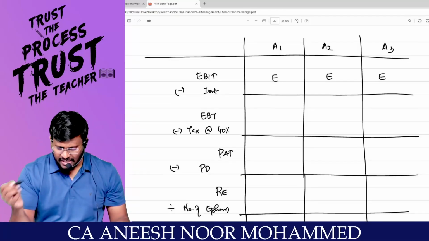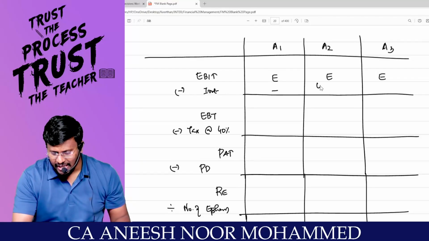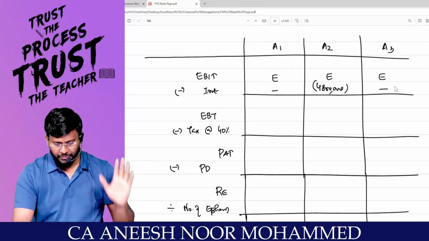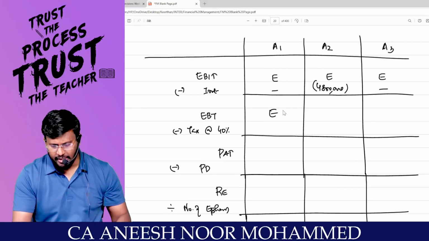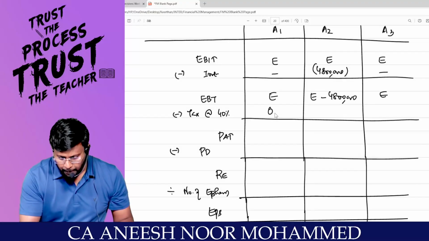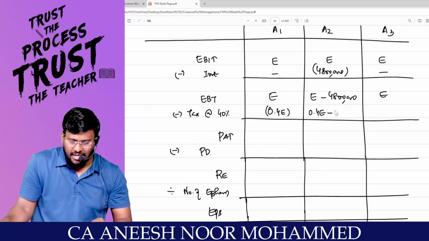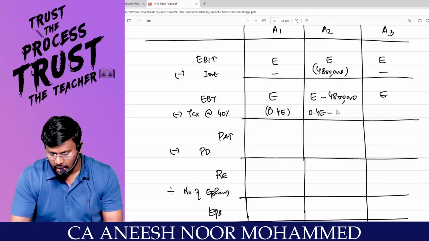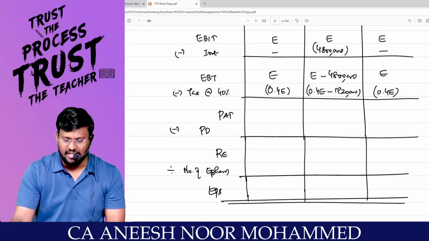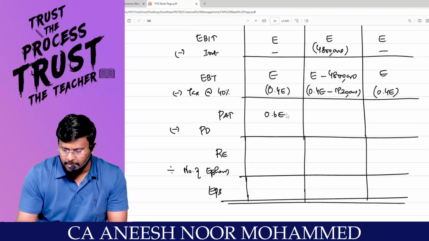Comfortable? Sir, in case number 1, it's an all equity option. There is no interest. But in case number 2, you are paying an interest of 48 lakhs. In case number 3, there is no interest at all. That means earnings before tax will be EBIT. Here EBIT minus 48 lakh. Here again EBIT. Sir, 0.4 EBIT I have to pay as tax. Here 0.4 EBIT minus 48 lakhs into 0.4 comes to 19 lakh 20,000 I should pay as tax. Here 0.4 EBIT I should pay as tax, right? From 1 EBIT, if I pay 0.4 EBIT, 0.6 EBIT will be with me.